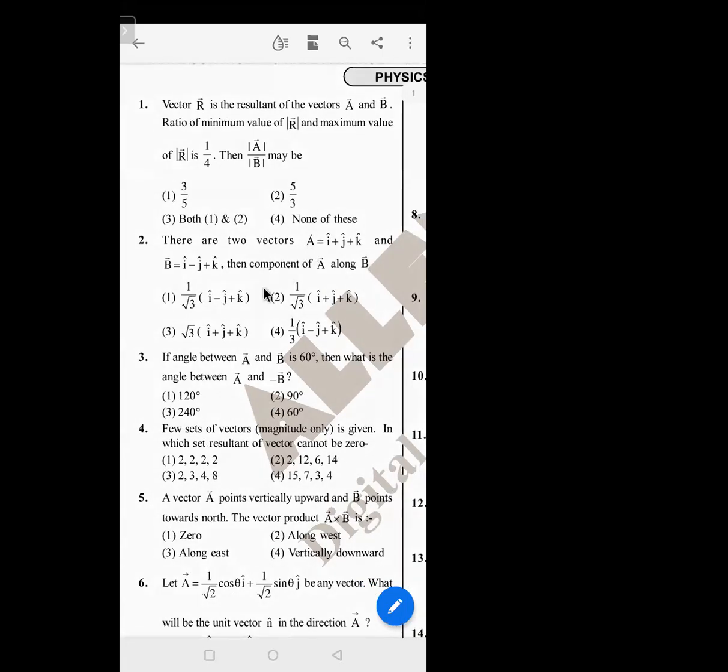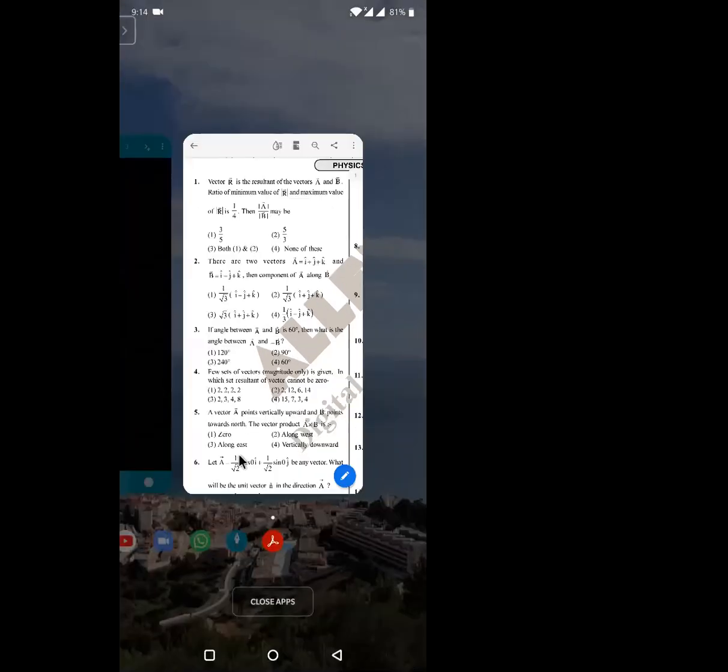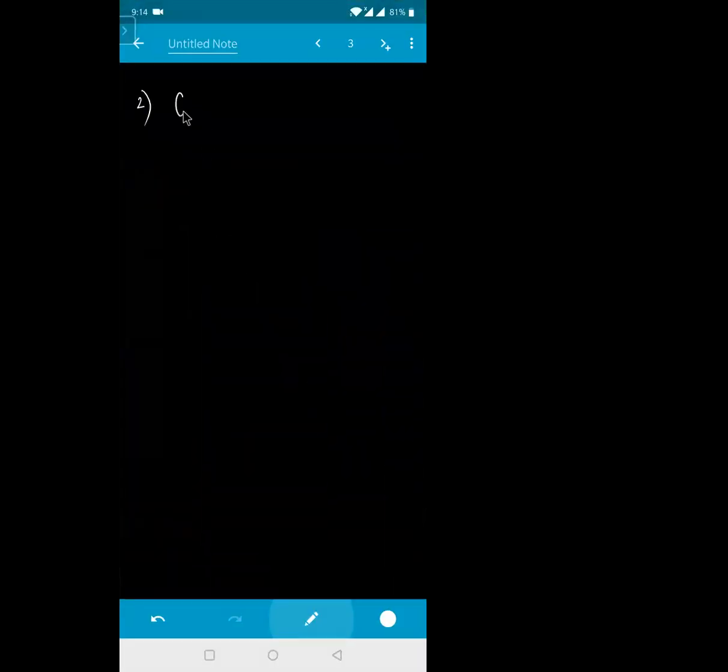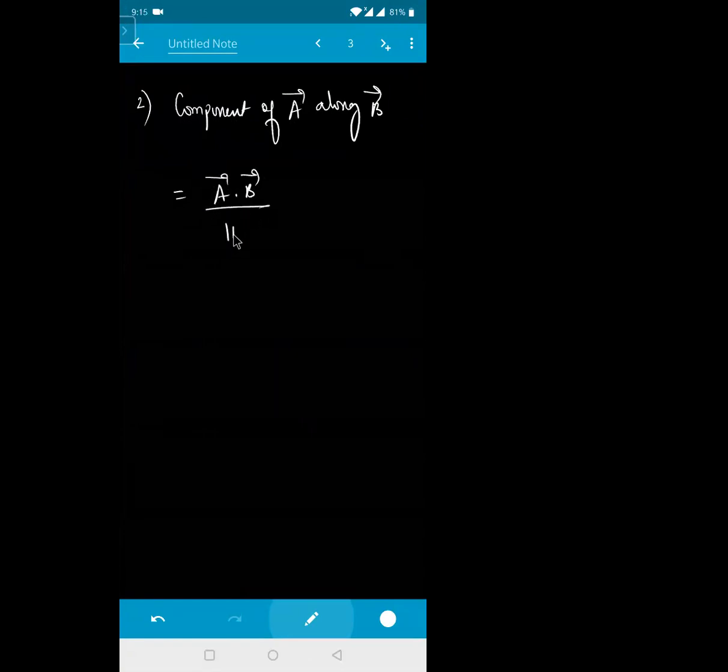We have got two vectors, A bar and B bar. How do you write the component of A bar along B bar? The component of A bar along B bar is equal to A bar dot B bar divided by mod B, into B cap. I already told you this in the last session of the class. So this is A bar dot B bar divided by mod B, into B cap. Just simplify this.